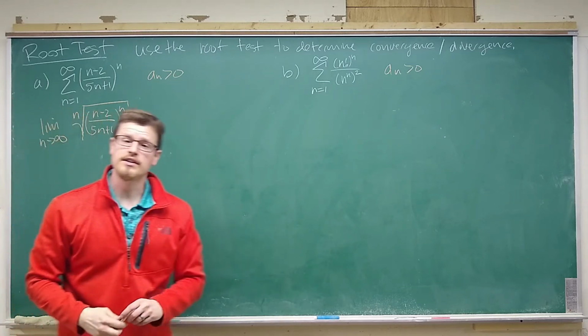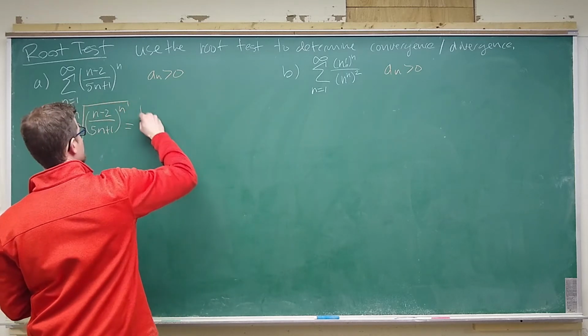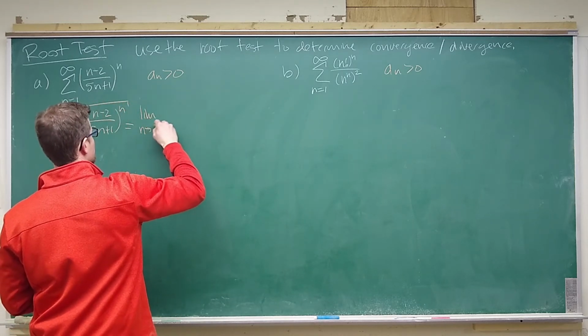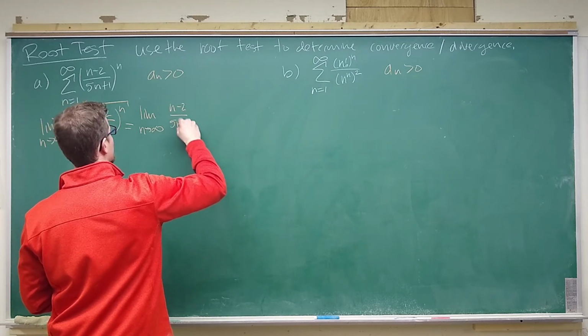Of course, very conveniently, this nth power and the nth root will cancel out with one another, leaving us with the limit as n goes to infinity of n minus 2 over 5n plus 1.